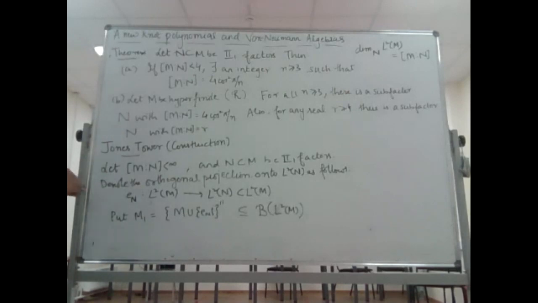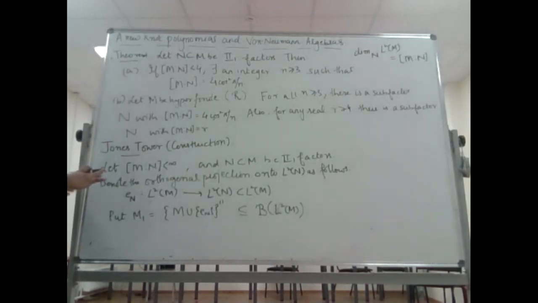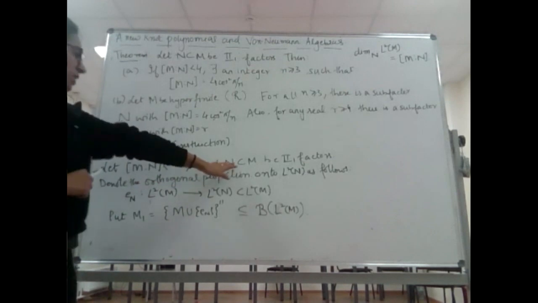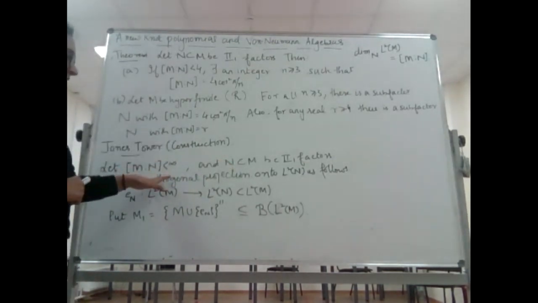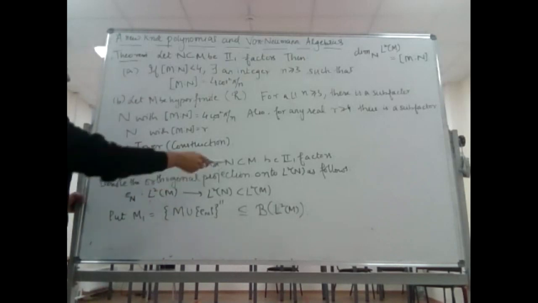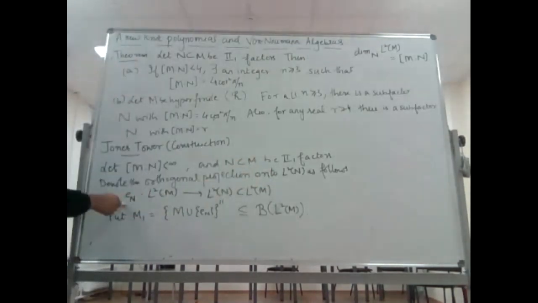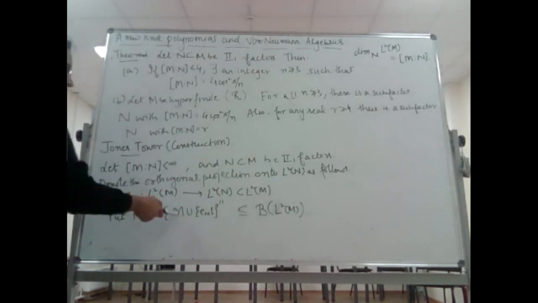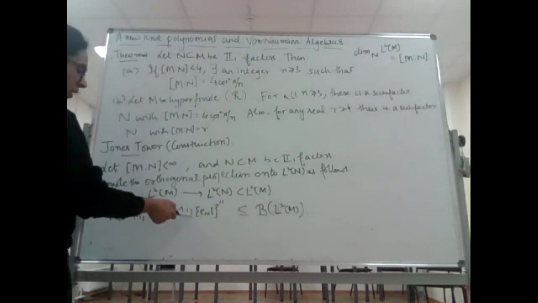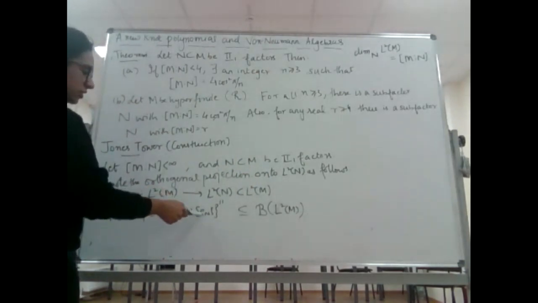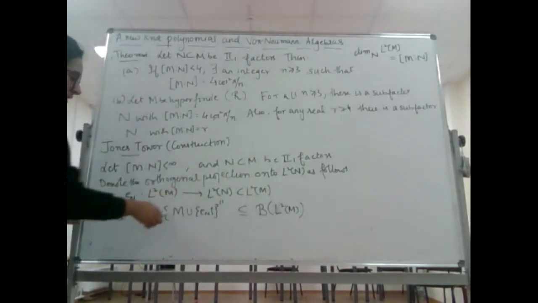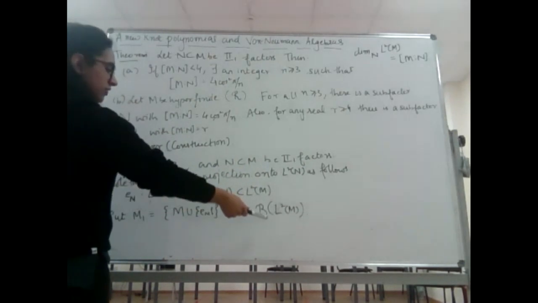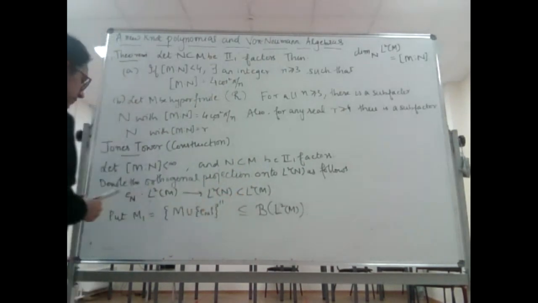All right. So this is called the basic Jones construction. If you have two subfactors and the index is finite, then we denote the orthogonal projection of L2(M) onto L2(N) as En, and then we define M1. We just put M1 to be the algebra generated by M and the projection En that we started off with. It's the bicommutant, and it's clear that it is a subset of the bounded operators on L2(M).